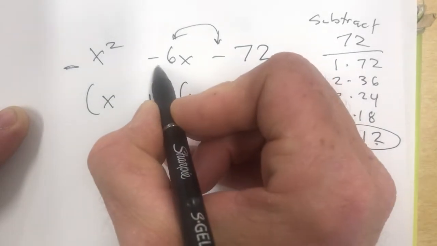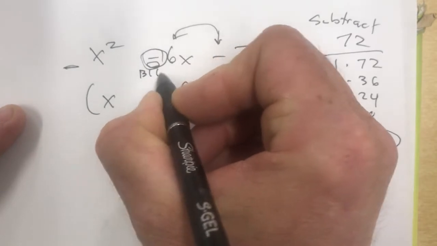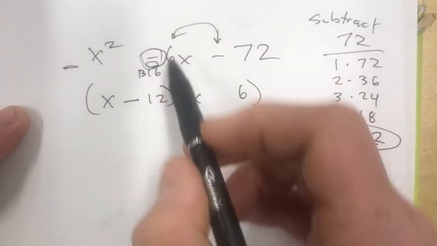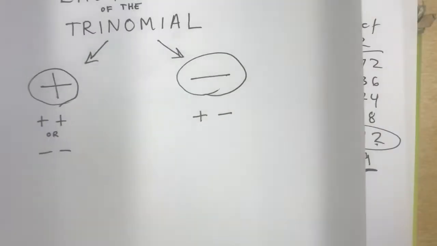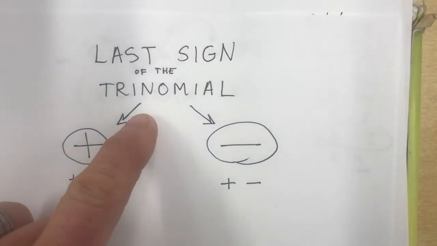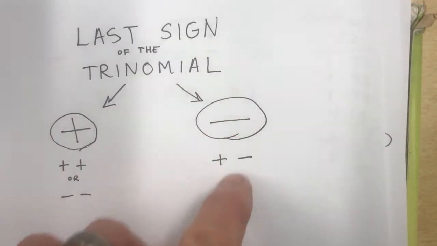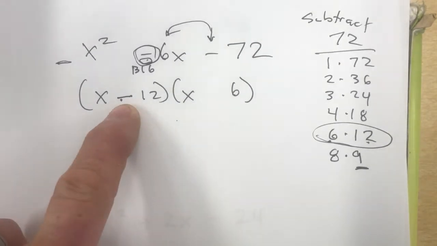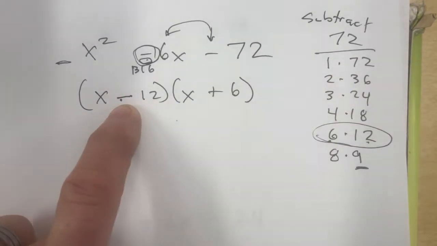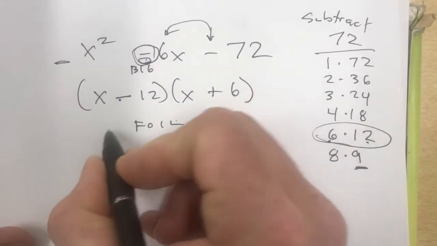Well, this sign right here always goes to the big one, which is right here, 12. So that minus goes there. Now, the last sign of the trinomial is negative. So since it's negative, that tells me I have to have a positive and a negative. Well, I've already got a negative there, so this has to be a positive. And there's my factors.